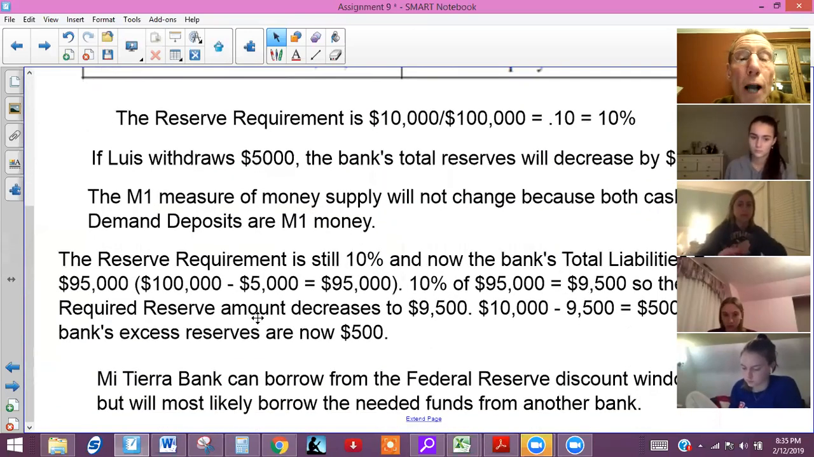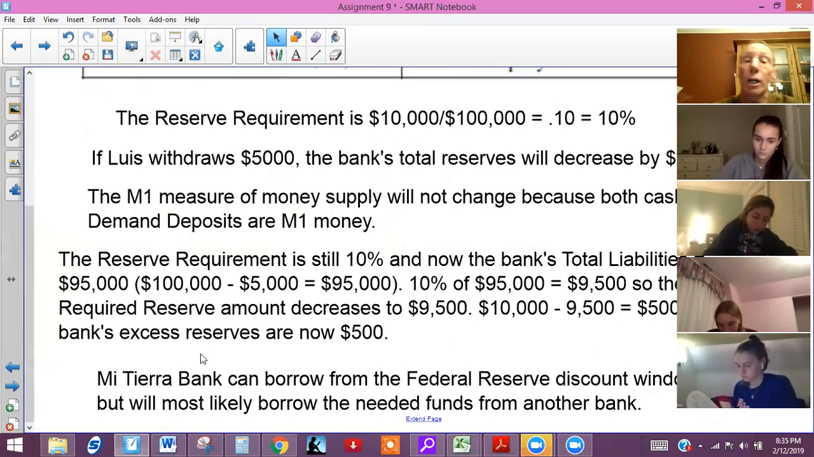So the required reserve amount decreases to 9,500. 10,000 minus 9,500 equals 500. So the bank's excess reserves are now 500. Does everybody understand what I just did?